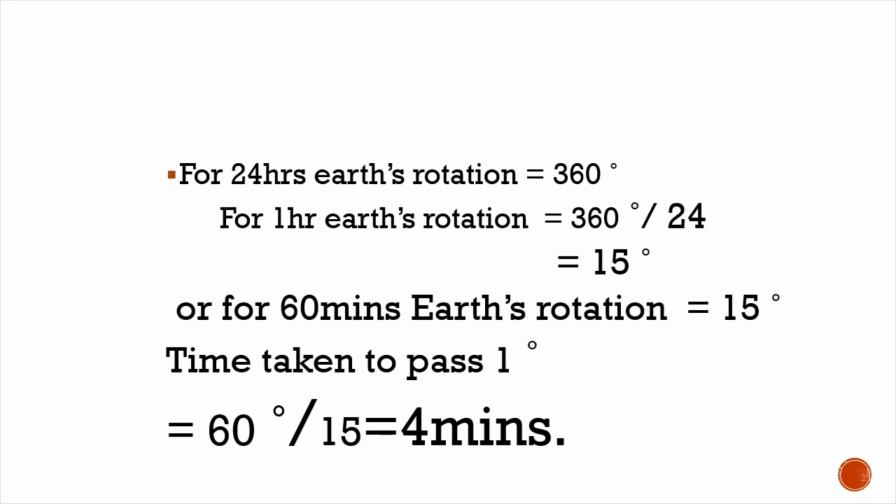Now, if you want to know the time the Earth takes to pass 1 degree, we have to do 60 minutes divided by 15 degrees. We will get 4 minutes. So, the time the Earth takes to pass 1 degree is 4 minutes.